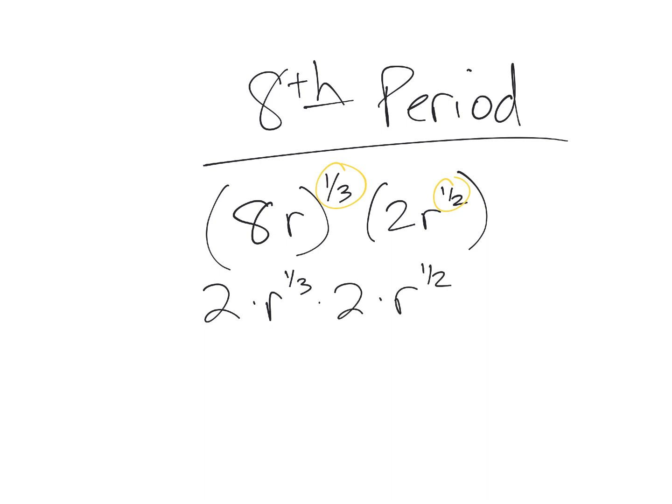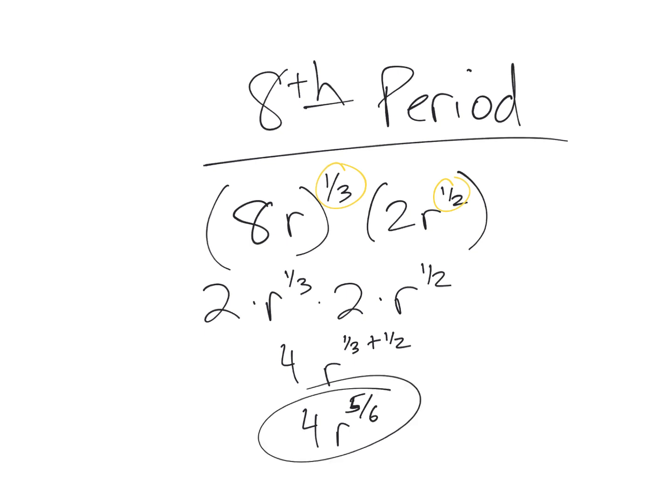Many people took the square root of 2 and r. But the 1/2 is only on the r. Okay, so when you do that, you get 4 and 1/3 plus 1/2. Common denominator, add them together, you get 4r to the 5/6. So that's what I did wrong. All right.